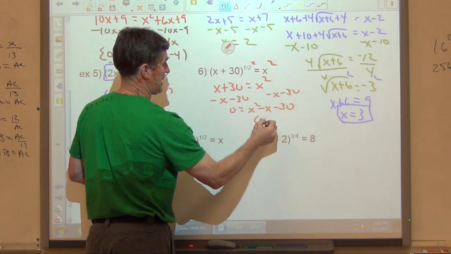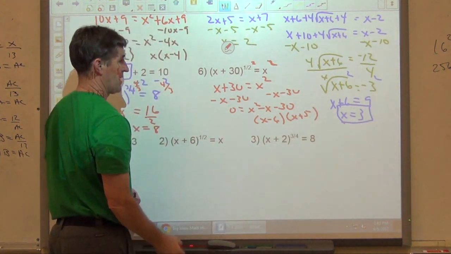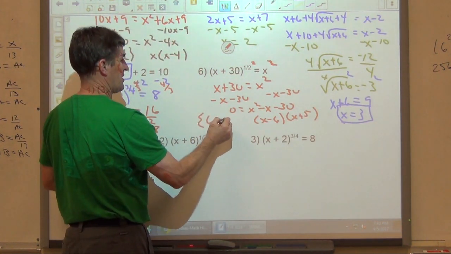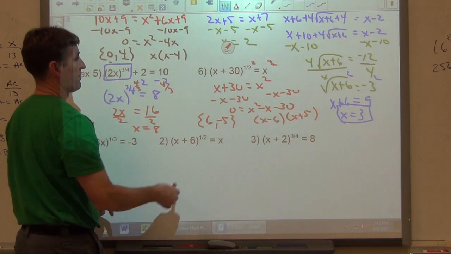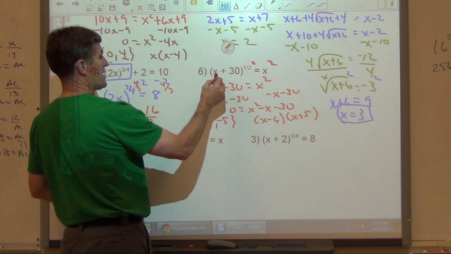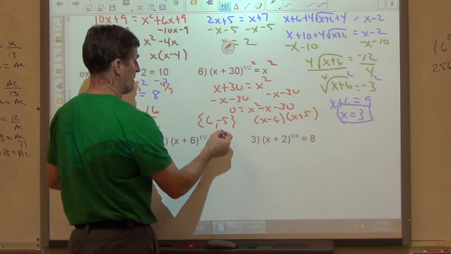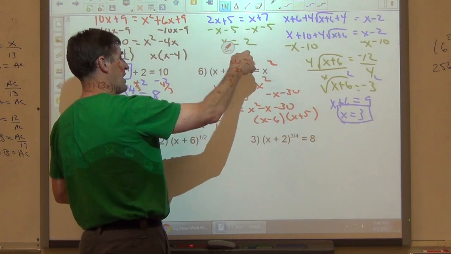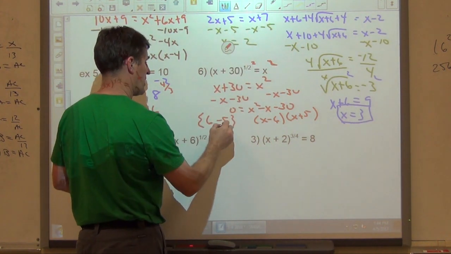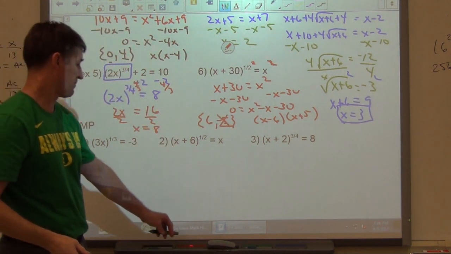So we get x minus 6, x plus 5, and so our answers are either 6 or -5. If you check it, plug in 6, that would be 36, the square root of 36 is 6, so that checks. But if I plug in -5, I get 25, and the square root of 25 is 5, not -5. And so this would be an extraneous solution, it would just be 6.